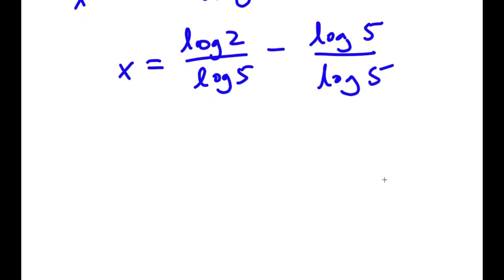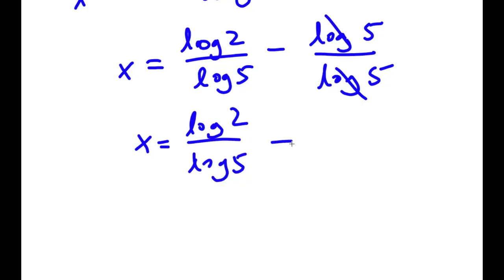So now I have x is equal to log 2 over log 5 minus log 5 over log 5. Now, log 5 and log 5, these two obviously cancel out. So now I'll have x is equal to log 2 over log 5 minus 1, because anything divided by itself is simply 1.